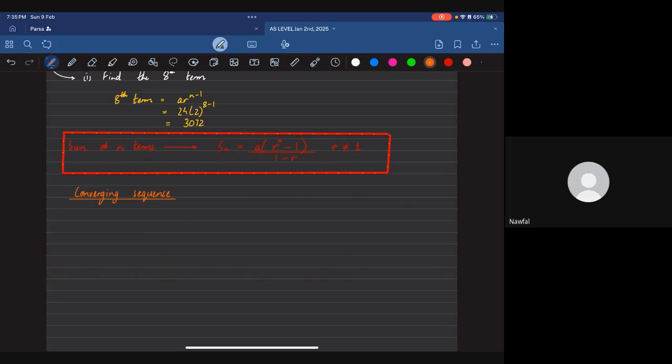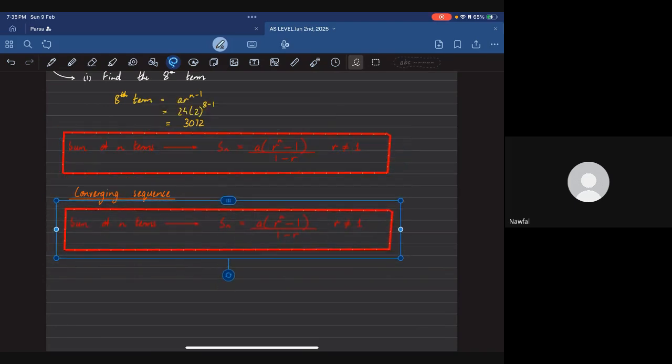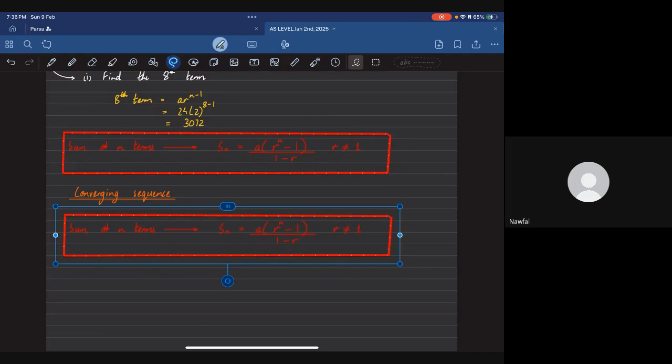For converging sequences, finding the nth term is the same, but the sum is different. For converging sequences, it is known as the sum to infinity, because all the terms are equal in the end, so it becomes almost a sum to infinity. And here r itself is not equal to 1; it is greater than minus 1 and less than 1.